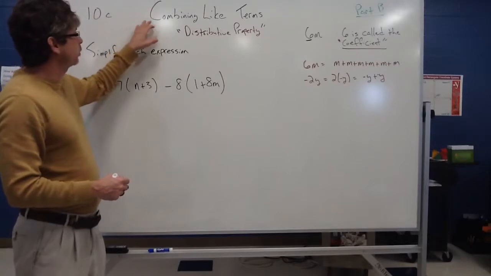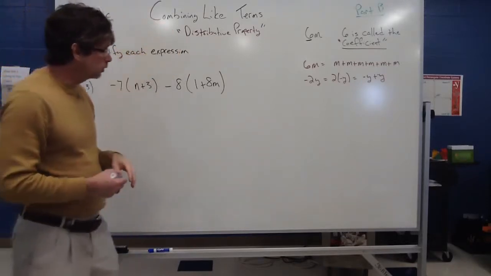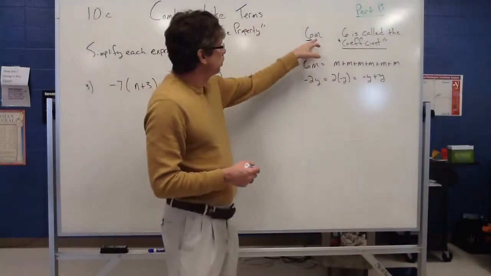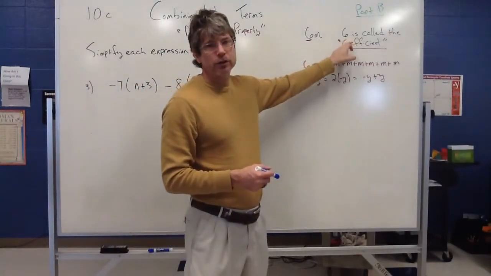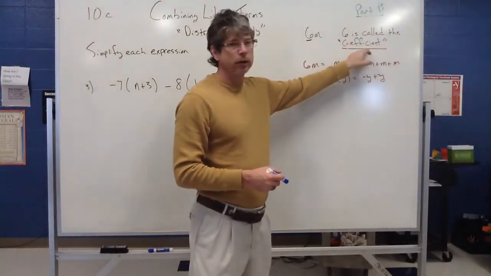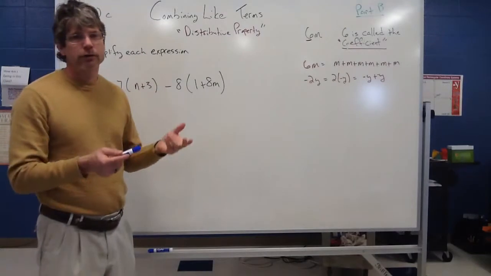Let's work one more example with combining like terms using the distributive property. Also, just a reminder of vocabulary. When you have a number in front of a letter, that number is referred to as a coefficient. So it's a very important vocabulary to pick up on. We'll talk about that more and more as we move into algebra. We'll talk about coefficients.